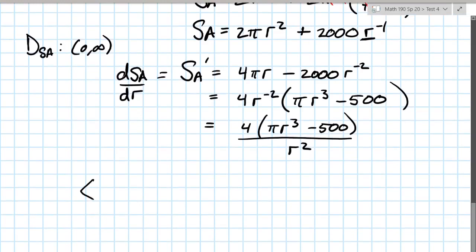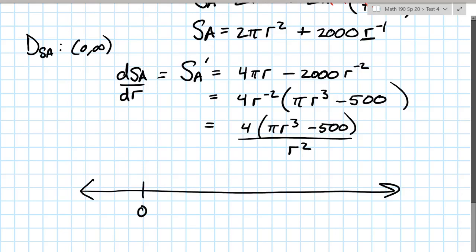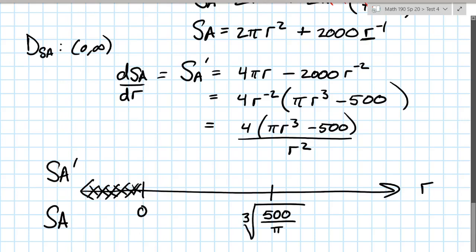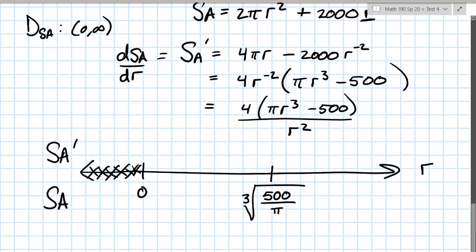So on our number line, what do we want? We want whatever makes the top 0 and whatever makes the bottom 0. We know 0 would make the bottom 0. We also know that this stuff over here doesn't matter because it's not in the domain of our problem. What makes the top 0? Setting the top equal to 0, you would get 500 divided by pi under the cube root. So whatever that is. Nobody cares what that actual number value is.